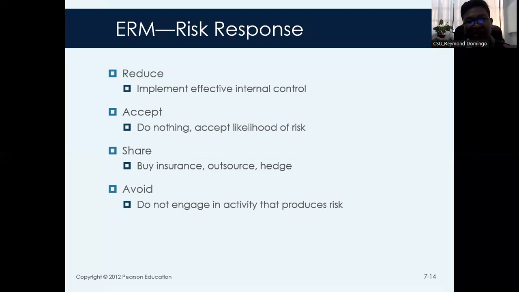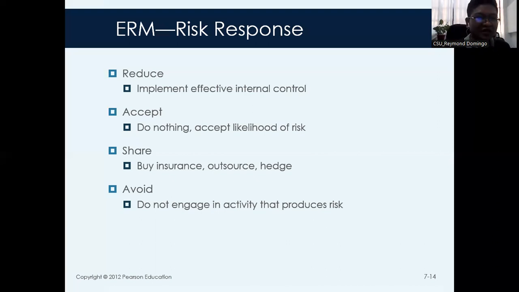Kumbaga, sa pagsusugal tayo, hini-hedge natin. Dapat binabalance natin. Kung talo ako dito, dapat manalo ako sa kabila. Kung manalo ako dito, pwede ako matalo din sa kabila. So binabalance natin yun so that we could reduce the impact of those risks or yung mga losses natin, possible losses.